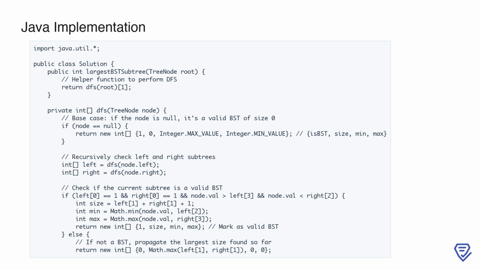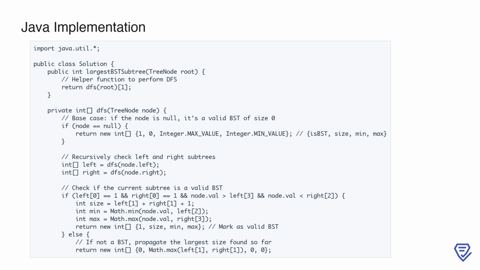For null nodes, we use Integer.MAX_VALUE and Integer.MIN_VALUE to initialize the range. Next, we recursively process the left and right subtrees, collecting their results in the left and right arrays. After that, we check whether the current node and its subtrees together form a valid BST.